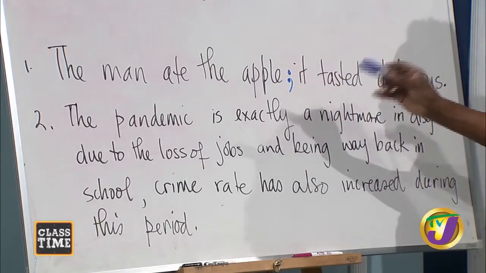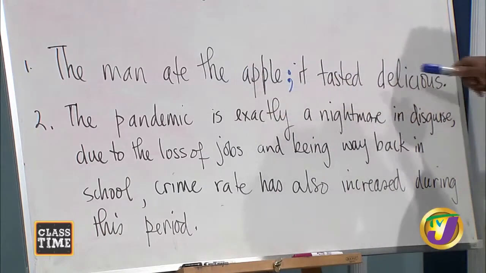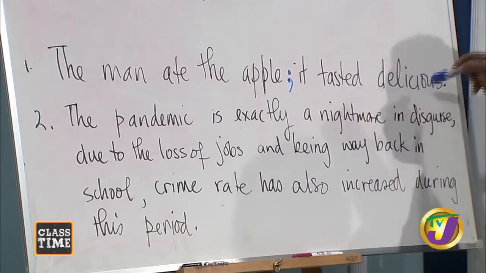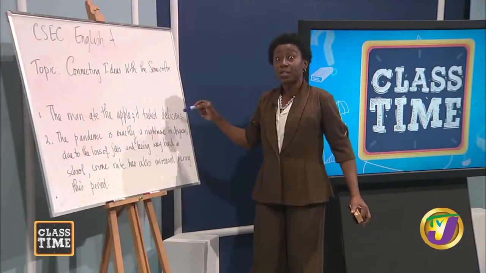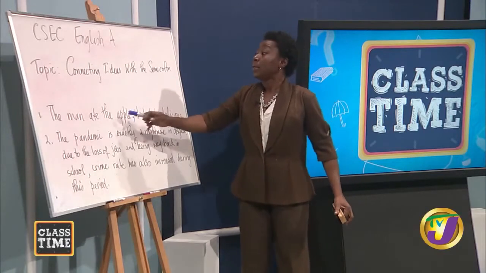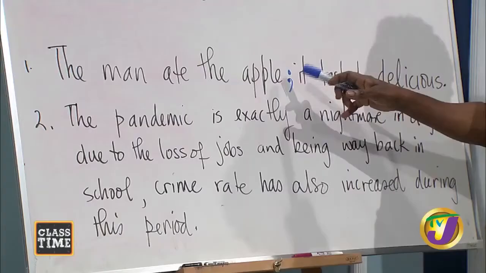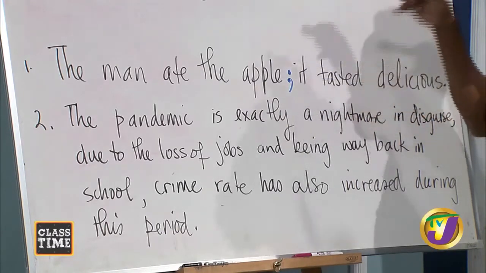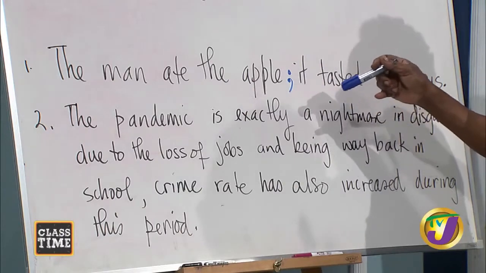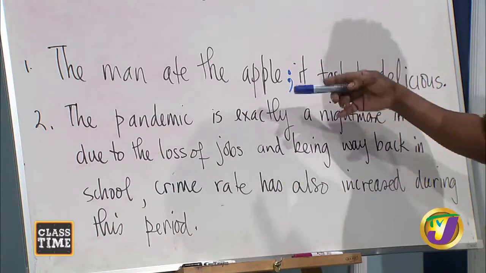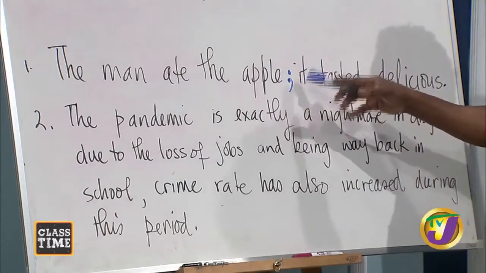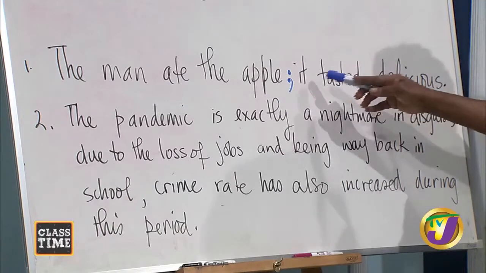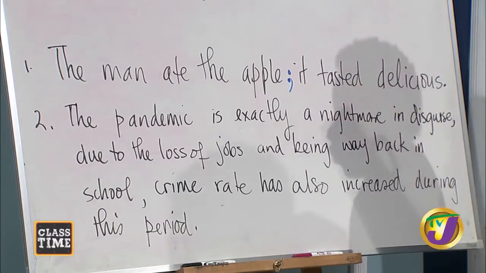So what we have done now is connect the two independent thoughts. You really wanted to say something about the apple. You weren't really finished. But actually, this could stand by itself. So it's not a comma that goes there, because a comma is going to create a run-on sentence. And that's even worse than not putting any mark. All right then? So the man ate the apple; it tasted delicious. Okay. Correct use of the semicolon. Let's look at number 2 now.